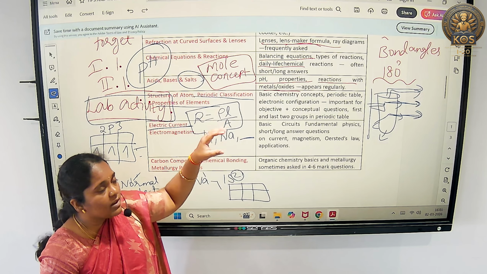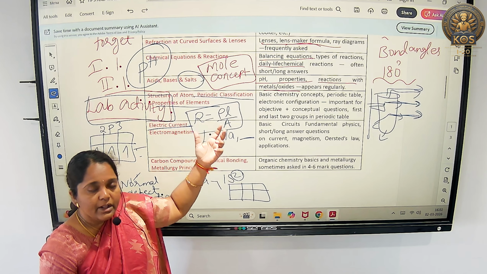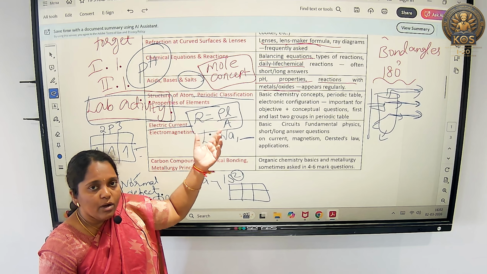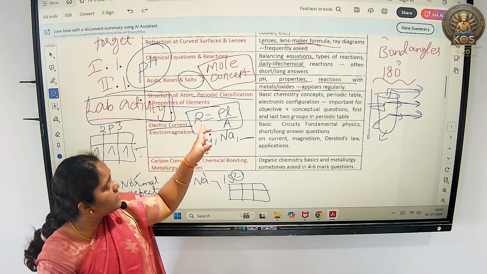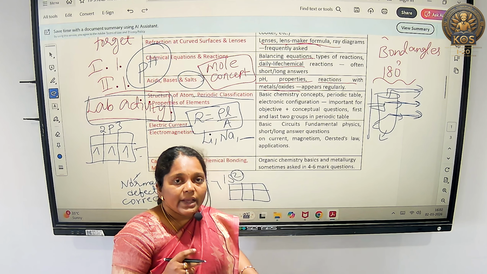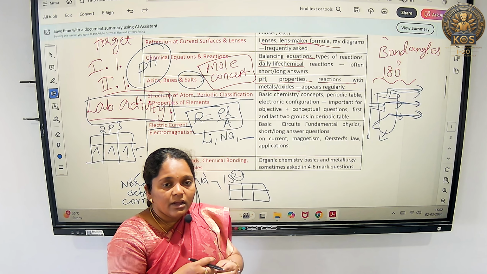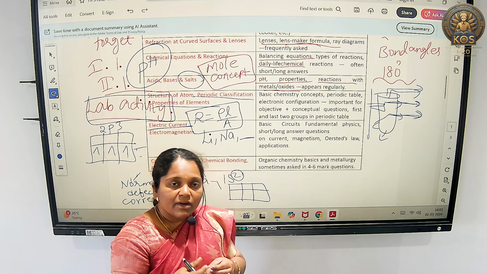The data for this formula will be given, but some people might forget this problem and this formula. This is also very, very important from that lesson. Calculating the electric current and calculating the power bill, those problems are also very, very important.